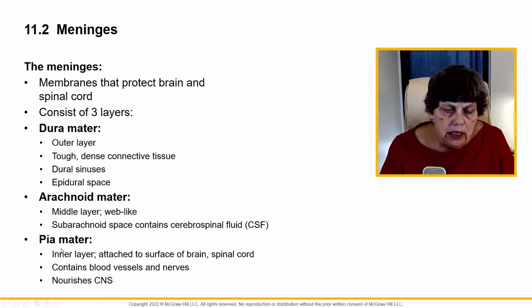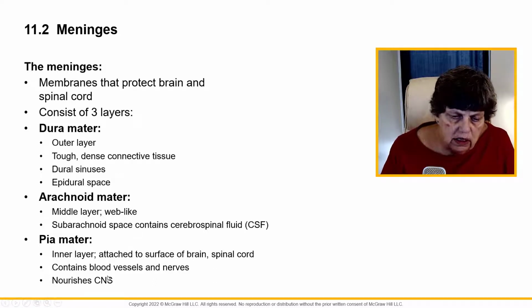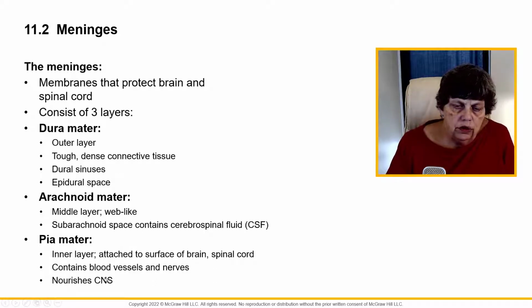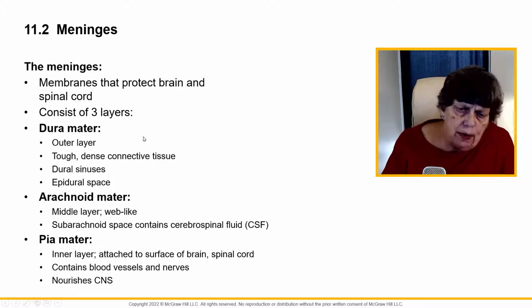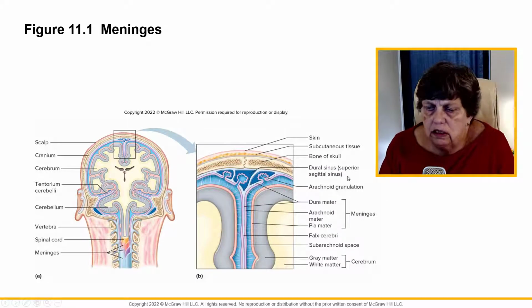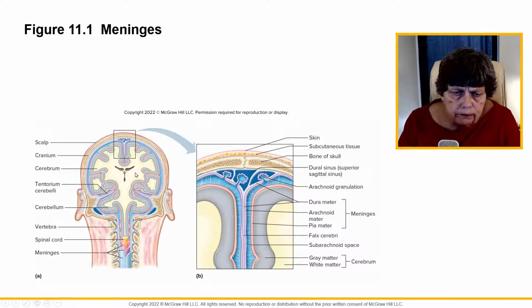And then you have the pia mater, and that is our inner layer, and that is attached directly to the surface of the brain or the spinal cord. And it does have the blood vessels, and that's going to nourish the central nervous system itself. This holds true for both the brain and the spinal cord. So when you look at the models of the brain and the models of the spinal cord, that's going to be the same. All right.